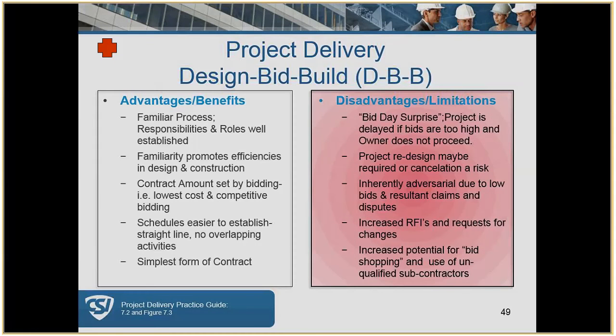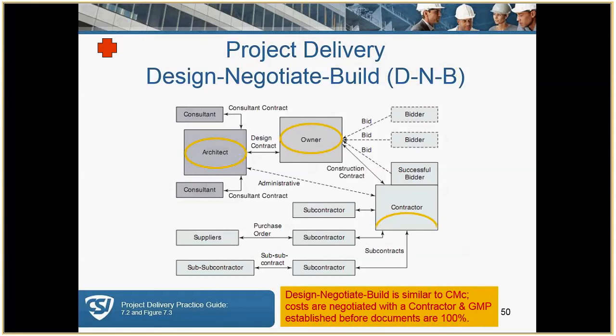We're going to move on to design, negotiate, build. And again, we have the tripartite relationship. So this process, design, negotiate, build, is similar to a CMC. The costs are negotiated with the contractor, and a GMP is established. The key here is the GMP is established before the documents are 100%.